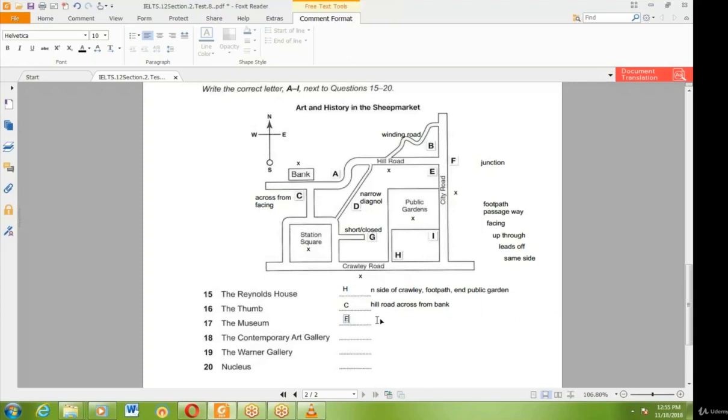All right, 17 is F. What did they say? City Road. Facing the junction. Where's the junction? Facing the junction.